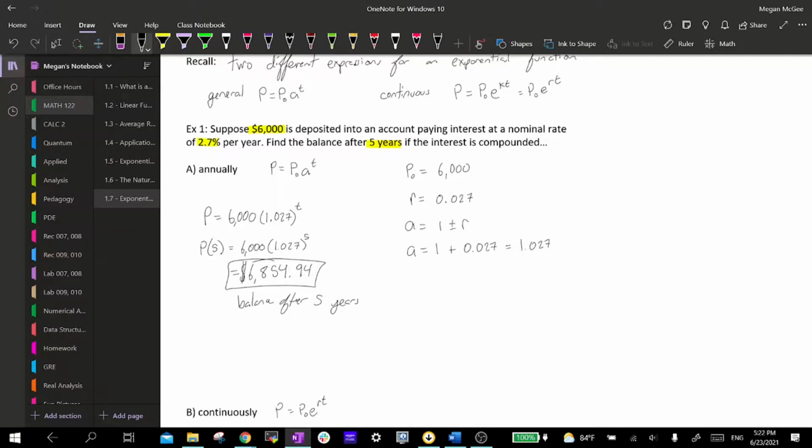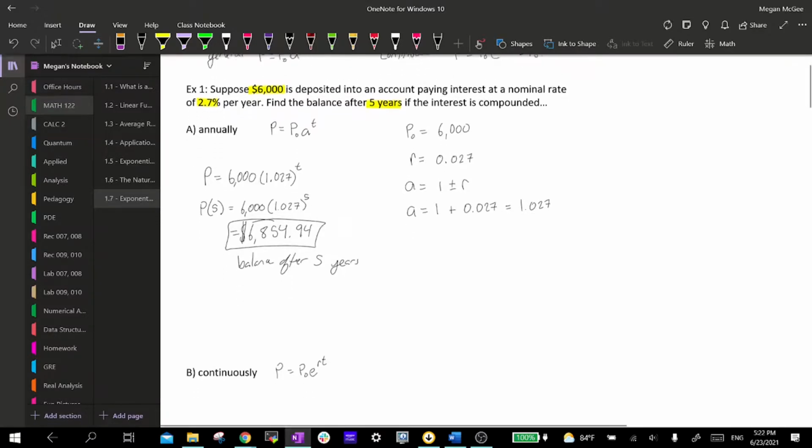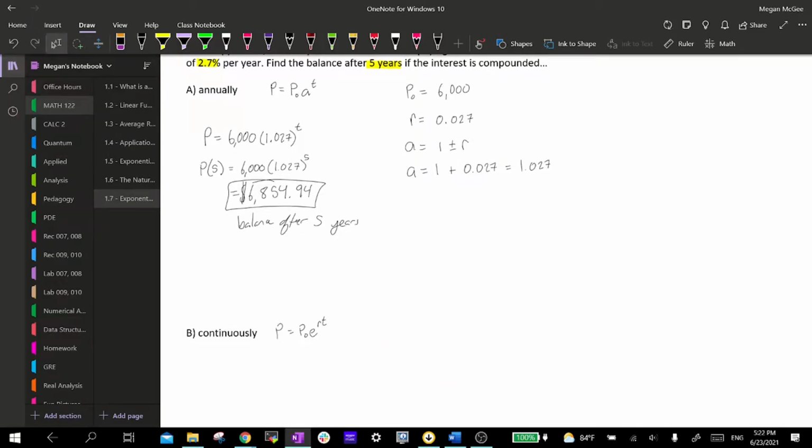As you can see, we deposited $6,000 originally, and we have now accumulated $854.94 of interest. Now let's come down here to part B, where we're going to look at the continuous model. So again, we still have P naught equal to 6,000. We still have r equal to this 0.027. And e is what we already know.